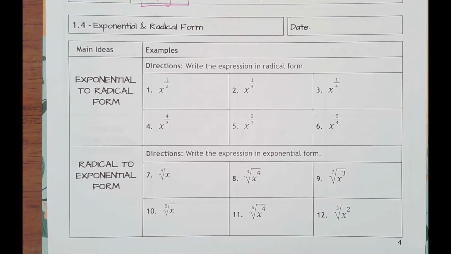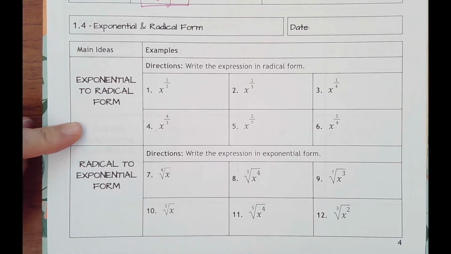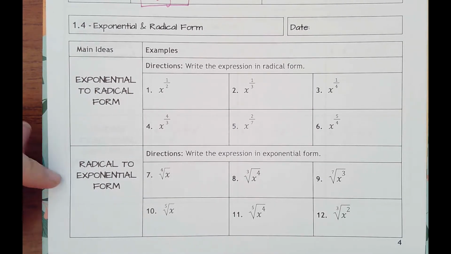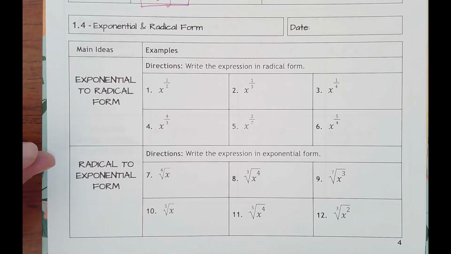All right, 1.4 is about exponential in radical form. You put today's date on there. It's going to be a very short one. We just have this little table to fill out. You're going to have two different things you need to do. The first one is going from exponential form to what's called a radical. And then the second part is having a radical and writing it as an exponent. So they can go from one form to the other, and you need to be able to switch them quickly.